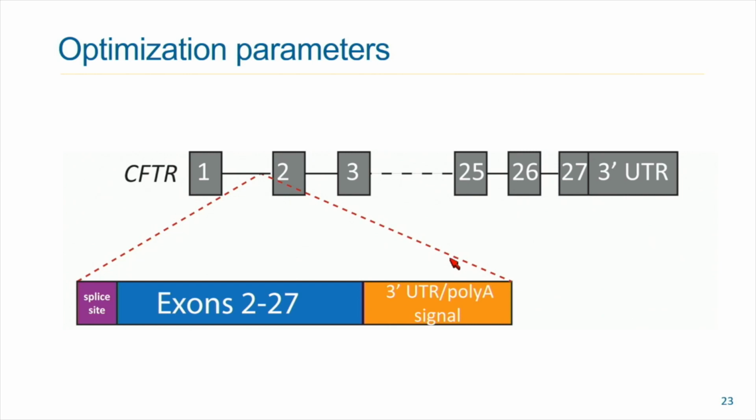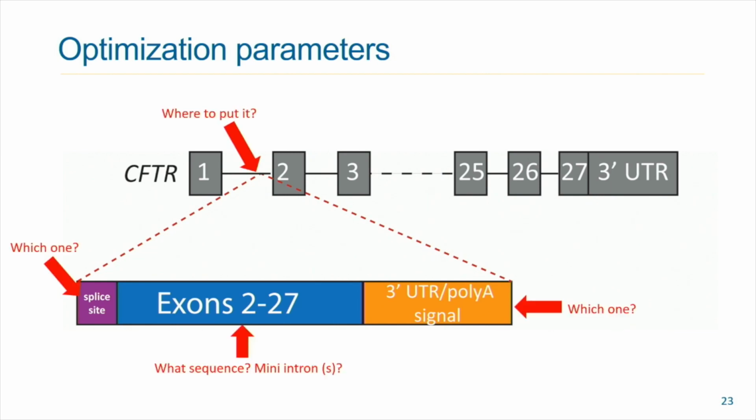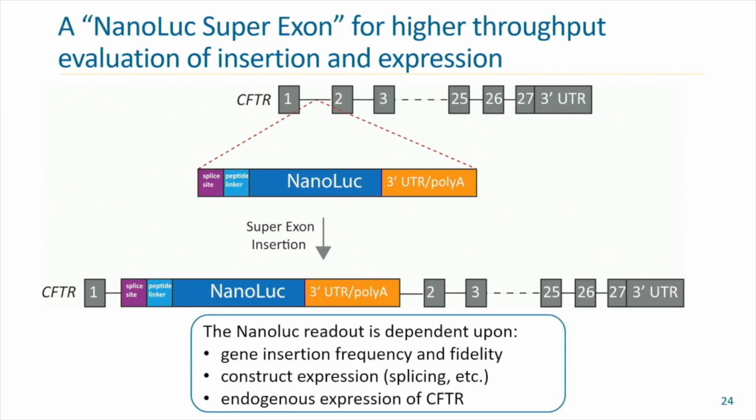However, as we think about continuing to optimize the superexon, both the insertion site and the mRNA stability, there are a lot of variables. Where to put it? 18 kb is a big region. What splice site to use? What sequence? Do we need a mini intron? Mini introns have been suggested to potentially help increase mRNA stability. And we also know that the polyadenylation signal sequence can be really important. So in order to try and look at this in a more high throughput method, we developed a NanoLuc superexon so that we could evaluate this in a higher throughput way.